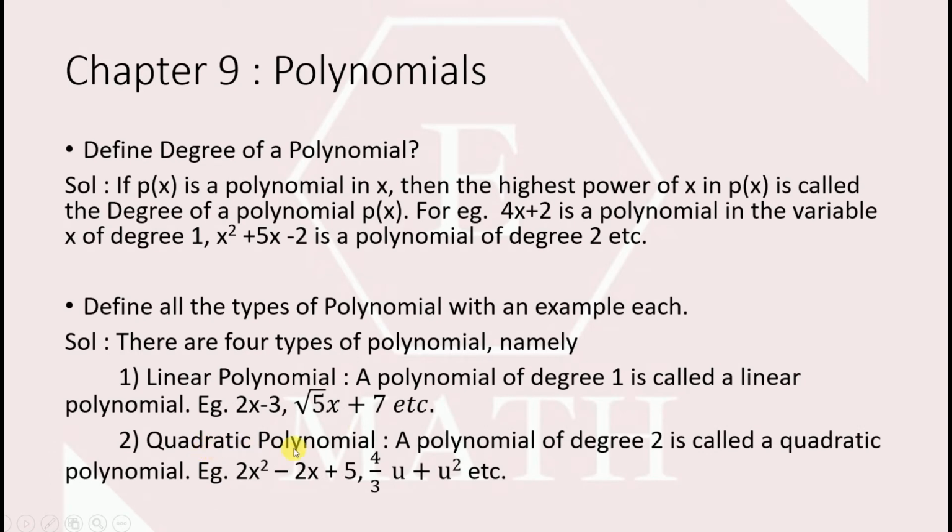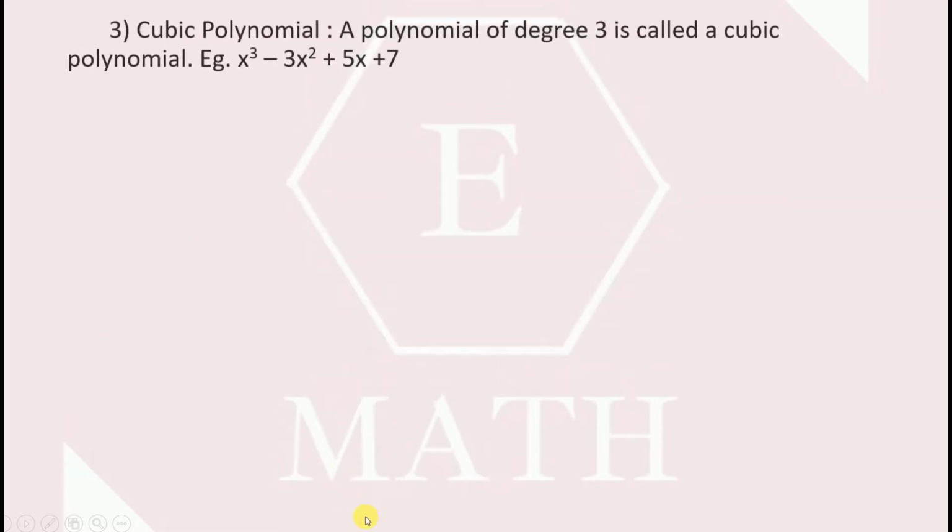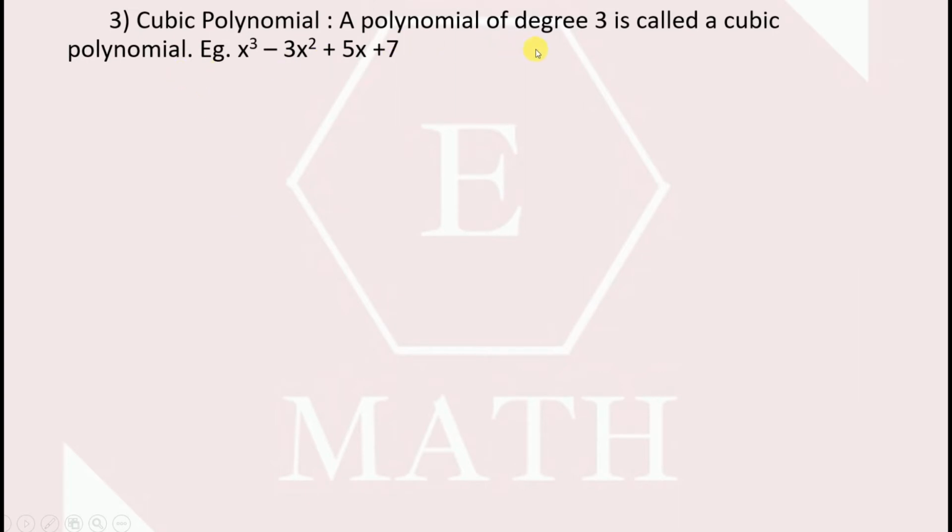Then the second type of polynomial is the quadratic polynomial. A polynomial of degree 2 is called a quadratic polynomial. For example, 2x square minus 2x plus 5, then 4 by 3u plus u square, etc. These are some of the examples of a quadratic polynomial. And then the third one, cubic polynomial. A polynomial of degree 3 is called a cubic polynomial. For example, x cube minus 3x square plus 5x plus 7. This is one of the examples of a cubic polynomial because the highest power of x is 3 here. That's the reason it's an example for cubic polynomial.